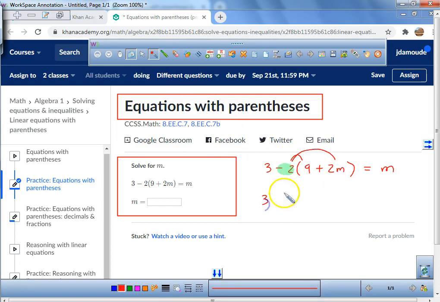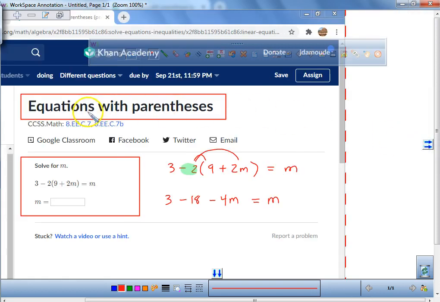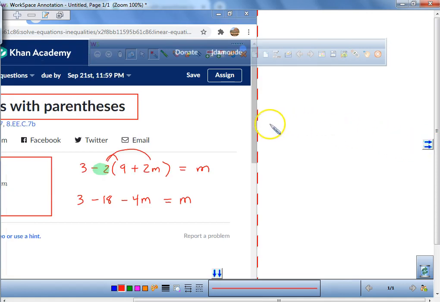So here's what you got. You got 3, and you got -2 times 9, which is -18, which I'm sure you already know. And then -2 times a positive 2m, which is a -4m, equals another m. So step 1, when you see equations with parentheses, what's going to be basically the very first step? What are you going to have to do? You're going to have to distribute. All right, I don't know what you're going to have to distribute, but if you have equations with parentheses, you're definitely going to have to distribute.